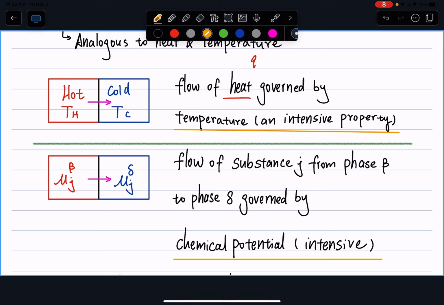If you remember, when we have that number of moles change, you have that N in play along with your chemical potential. So your chemical potential here is also an intensive property. I hope this analogy helps you understand a little bit more about why we care about chemical potential and how exactly it works.